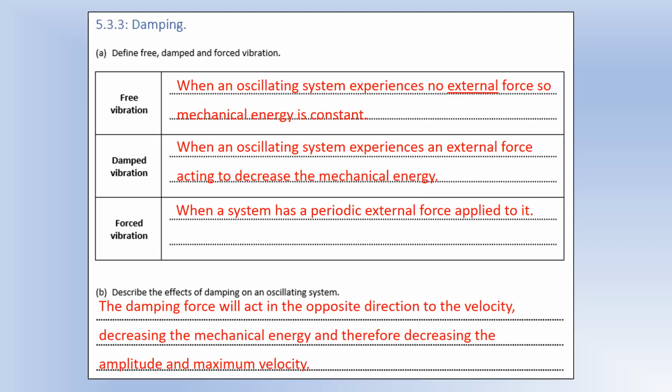So damping is a specific case where we're decreasing the mechanical energy of the system, which means it acts in the opposite direction to the velocity of the object. And the effect it has is it decreases the maximum amplitude and it decreases the maximum velocity as well.